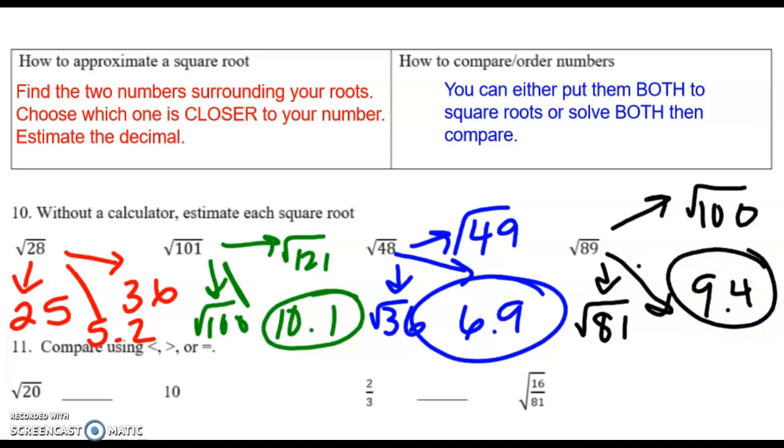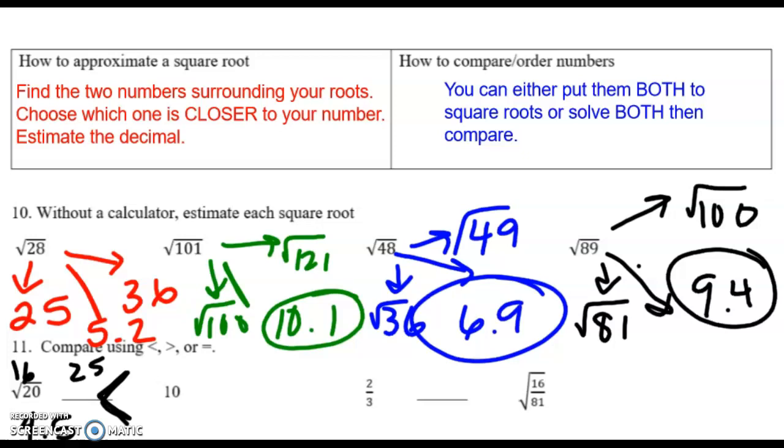All right, so when we compare, go back up to the top, and it says, how do you compare and order numbers? You can either put them both to square roots, or solve both, then compare. So if I want to already have one as a square root, I could do the square root of 100, and the square root of 20. Well, I could estimate that. Square root of 16 I know is 4, and the square root of 25 is 5, so it's going to be right in between there. So it's going to be like 4.5 or 10. In that case, 10 is going to be bigger.